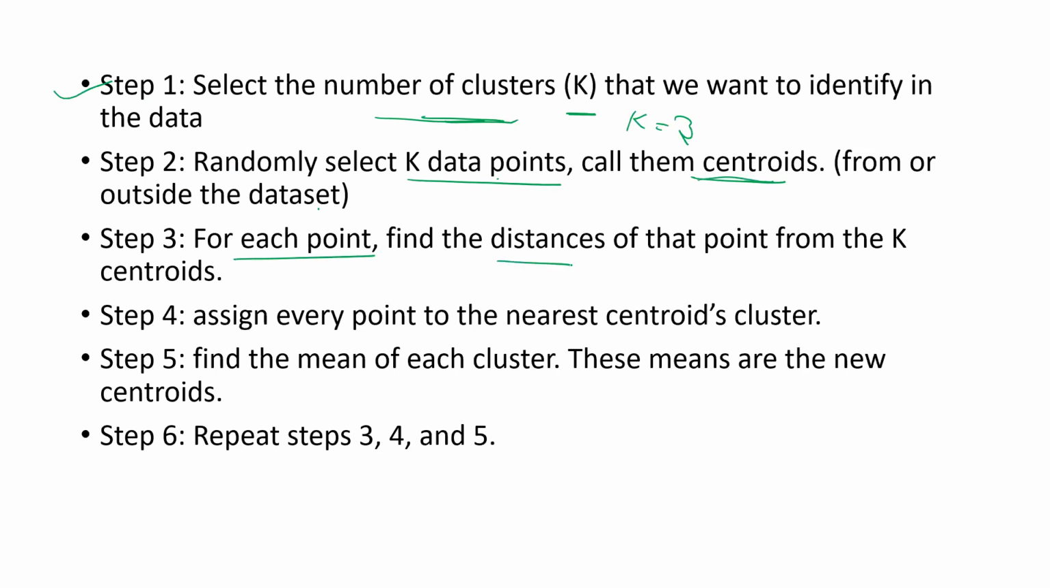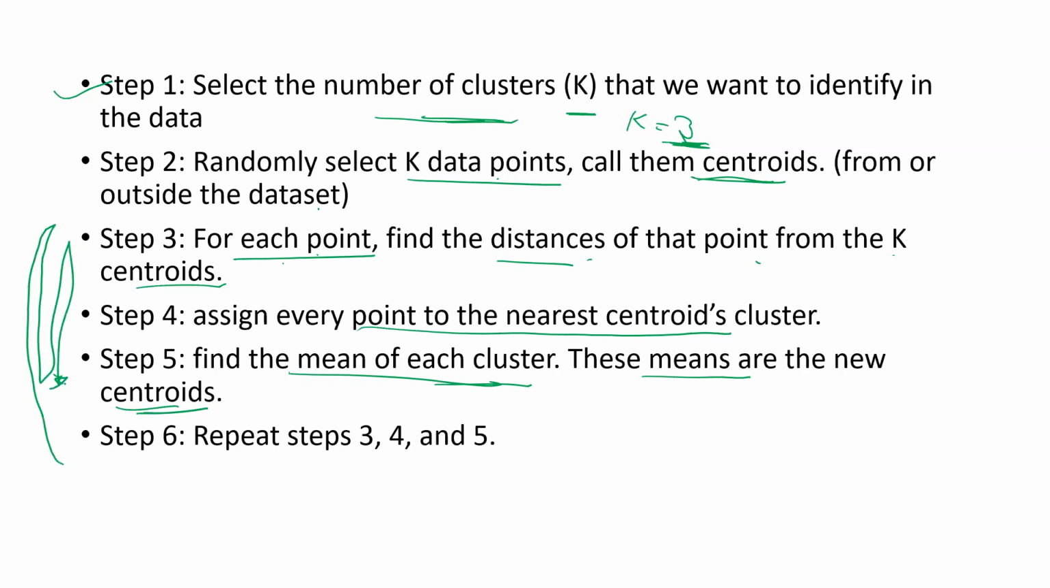For each point, you find the distance of the point from the k centers. For 3, let's say you have 3 centers. For each and every point, you find the distance from these 3 points and assign every point to the nearest center. That's how you find the distances and assign points to different clusters. And once you have the different clusters, you find the mean of each cluster, and these means will be the new centroids. Then you repeat steps 3, 4, and 5 until your clustering stops improving.